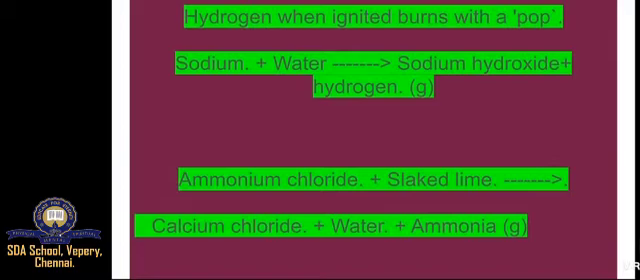Next, ammonium chloride reacts with slaked lime. It gives out calcium chloride, water and ammonia. Already in the previous slide we saw how to find out ammonia. When it comes out, it gives a pungent choking smell. So you can easily find out the ammonia gas.